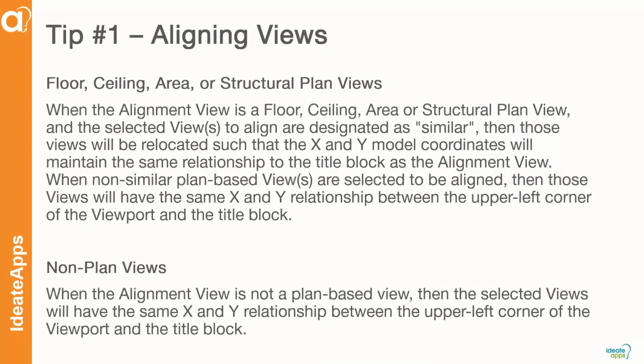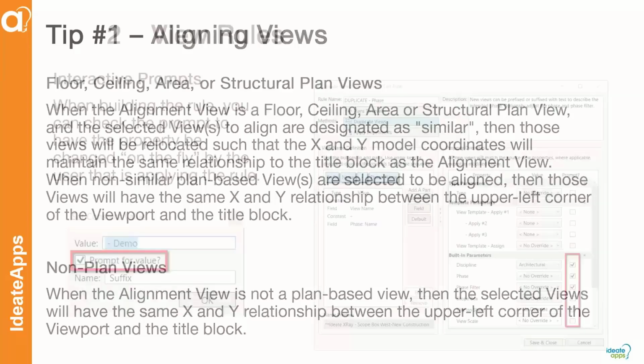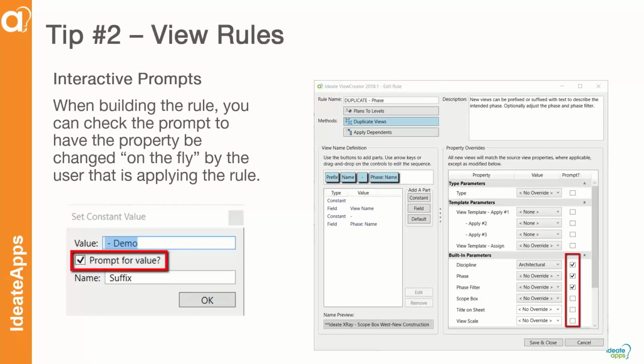So just a couple tips here. I wanted to reiterate that if you're aligning views, if it's a plan view, it's based on the X and Y model coordinates. If it's a non-plan view, it's based on the upper left crop region. Also, when it comes to the view rules, if the little tick mark, meaning is prompt for value, is on, that means that the user, while running the rule, will have the ability to change it. So as an example, if I tick that discipline, the user, when they run the rule, will have the ability to set the discipline.